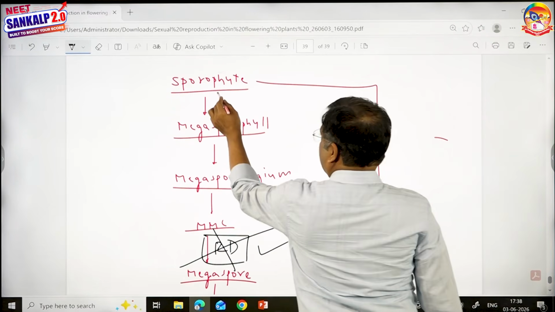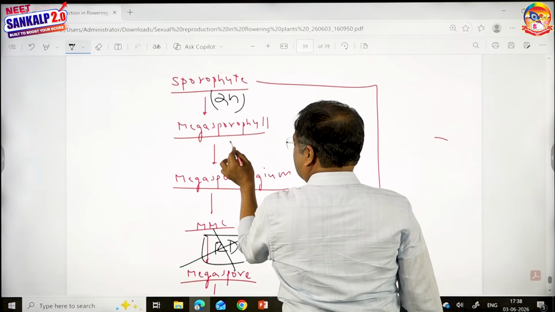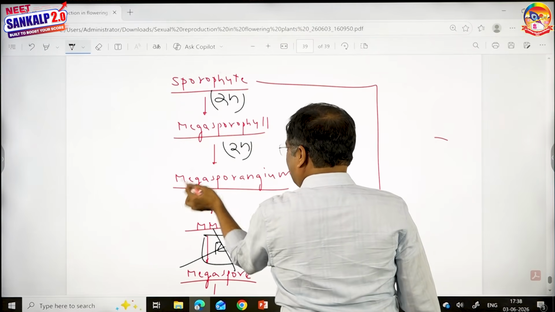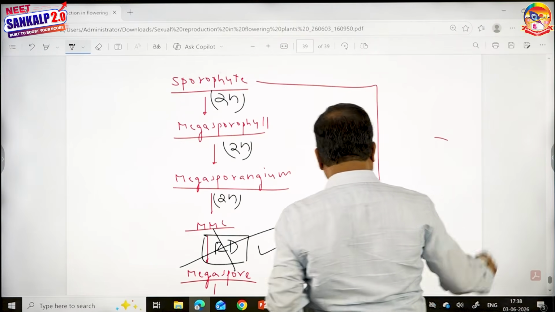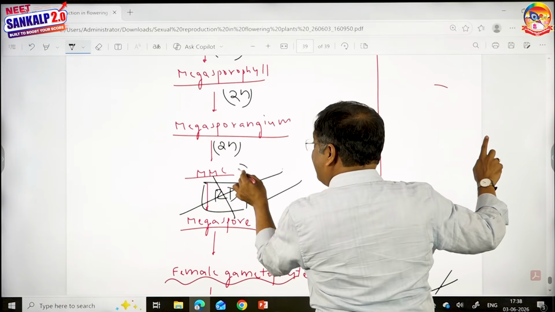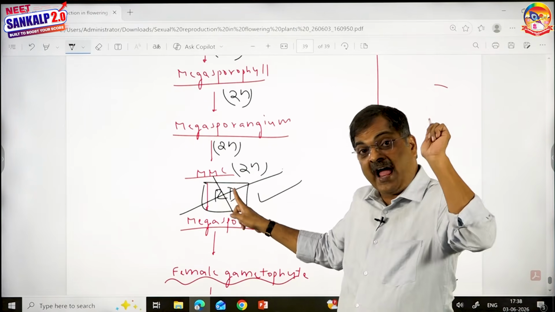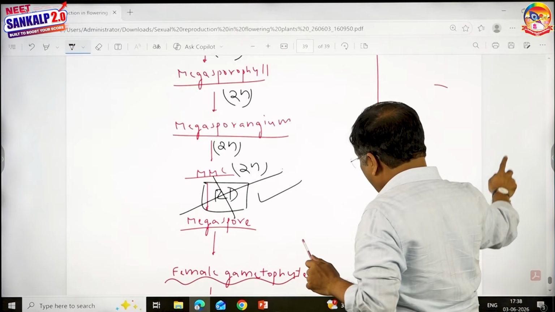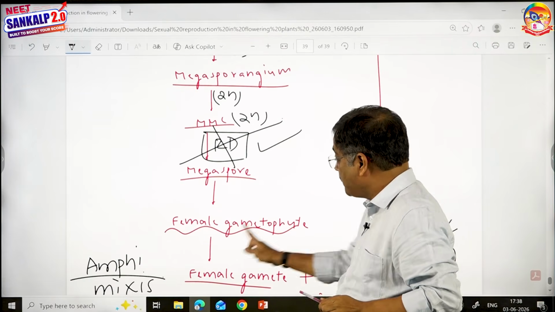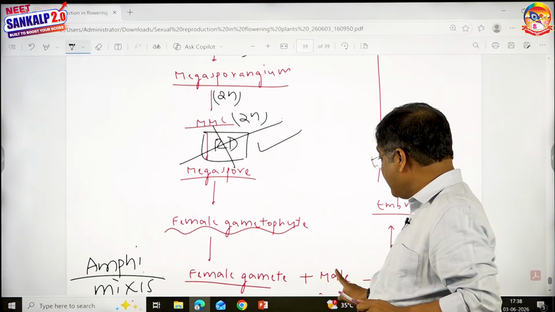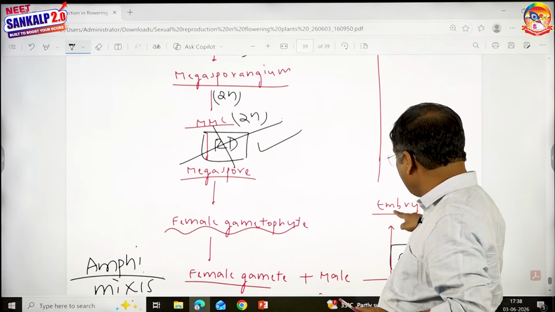Sporophyte will be generally diploid. Megasporophyll will be diploid. Megasporangium will be diploid. Megaspore mother cell will be diploid. When reduction division occurs in amphimixis, megaspore will be haploid, female gametophyte will be haploid, female gamete will be haploid. Male gamete will be haploid, fused to form zygote, embryo, diploid.